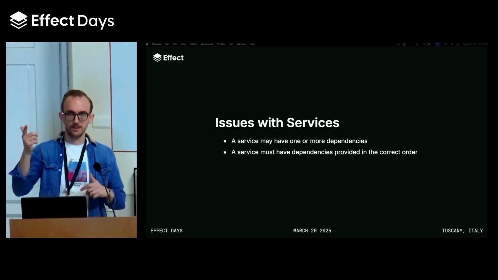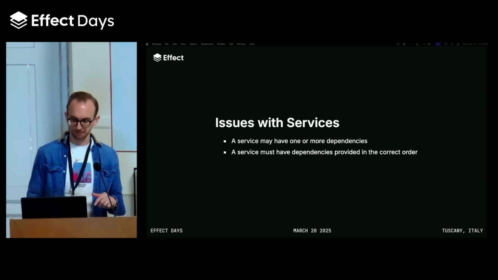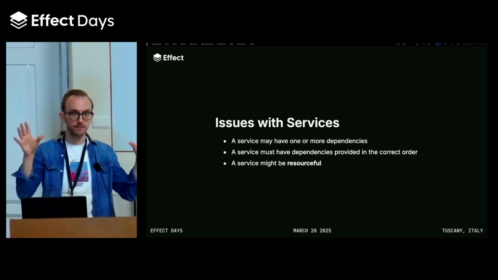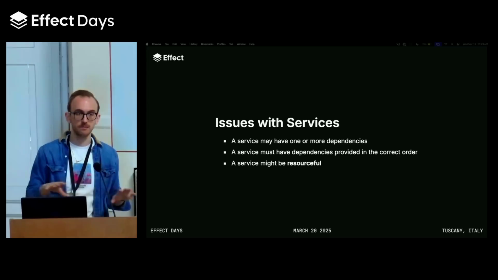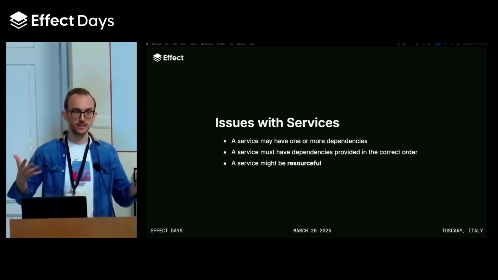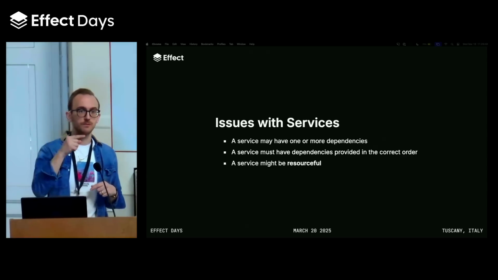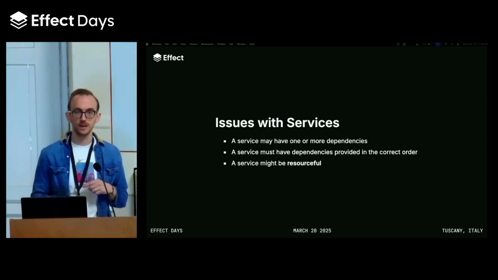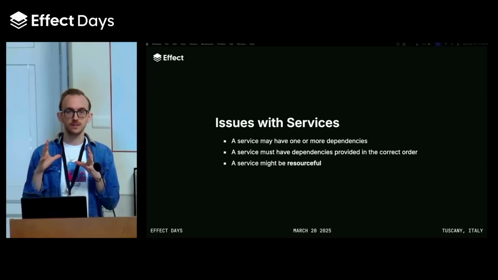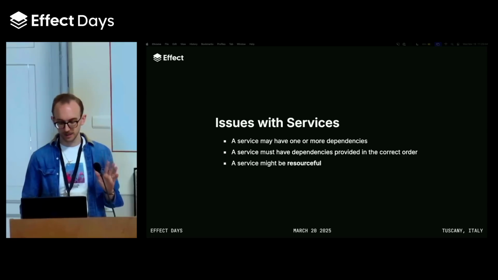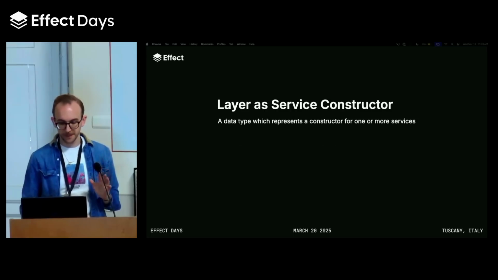We talked before about how cyclic relationships are not possible. A service might be resourceful. It might need to acquire some resources and then make sure it can cleanly release them as part of building that service, right? Because again, we made the distinction before when we were building our file system cache between the constructor for the service and then the actual implementation it provides. We'll get into a little more of that in a second.